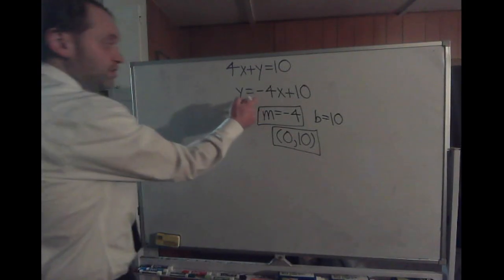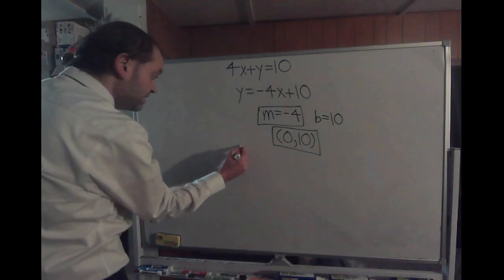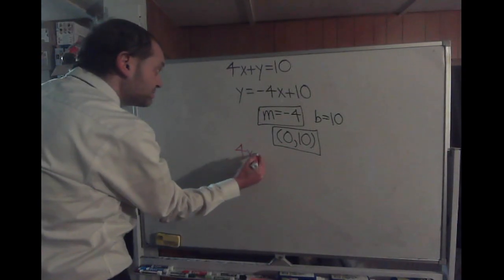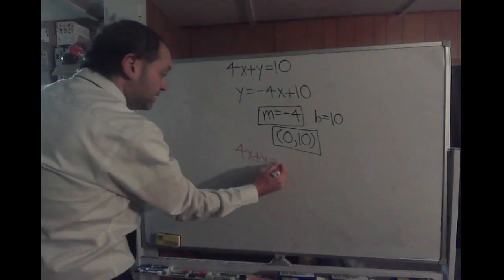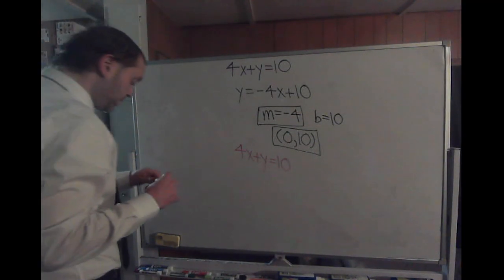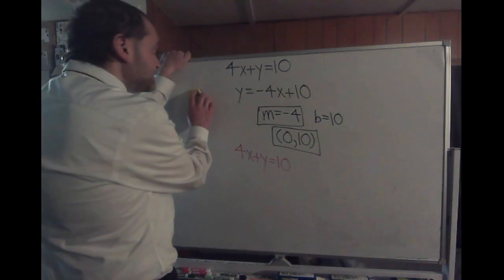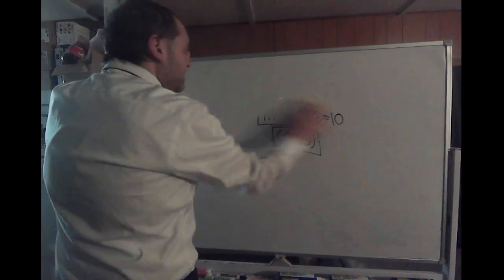So if I want to convert back, I'm just going to add 4x to both sides. I would end up having 4x plus y equals 10. That would put it back into standard form. So that's how you do that. I got like 5 more examples here of that. Then we'll be done with the lesson.